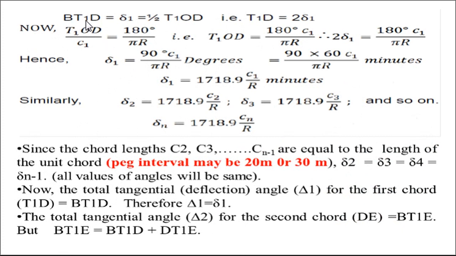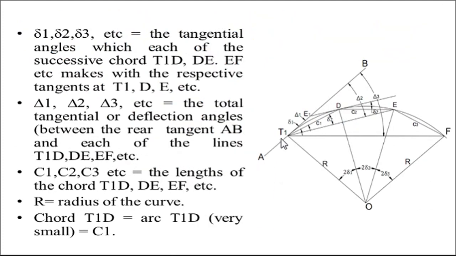Now, angle BT1D is equal to delta 1. The angle made between the first chord and the tangent is delta 1, and is equal to half of angle T1OD. See the figure: this angle is always half of this angle. So if this is delta 1, then this is 2 delta 1. Similarly, this angle will be 2 delta 2, 2 delta 3 and so on.